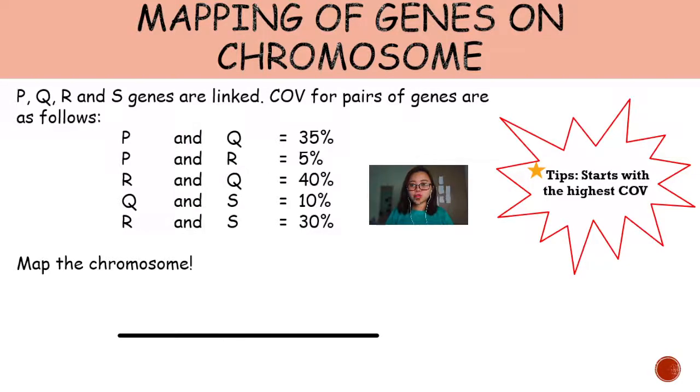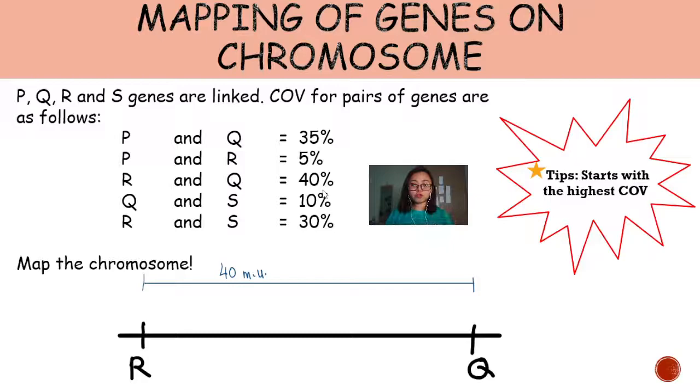So I'm going to draw a line. When I want to draw a map of the chromosome, I draw a line. And then I put the R and the Q. R dengan Q sebab dia punya COV paling tinggi. Kemudian saya akan lukis ini. To write 40, kamu boleh tulis 40%, 40 MU, 40 cm pun boleh. And then I'm going to do the second one. The second one is P and Q. P and Q 35%. So, tidak sepanjang 40. P dengan Q 35. So, saya letak macam ni.